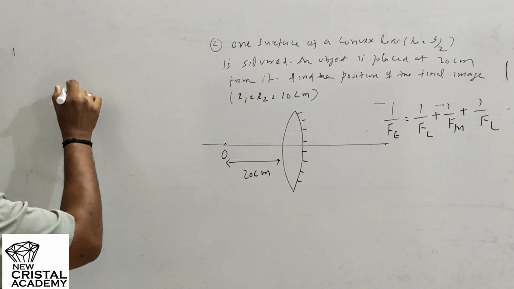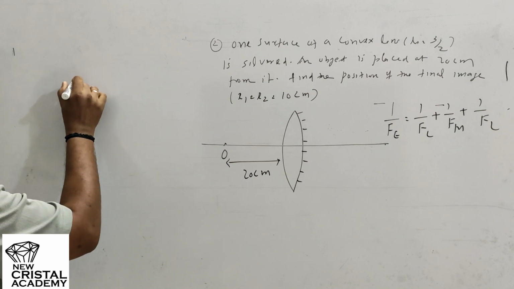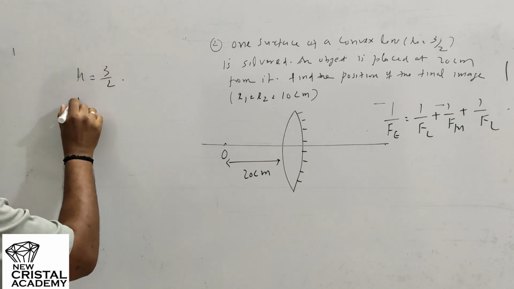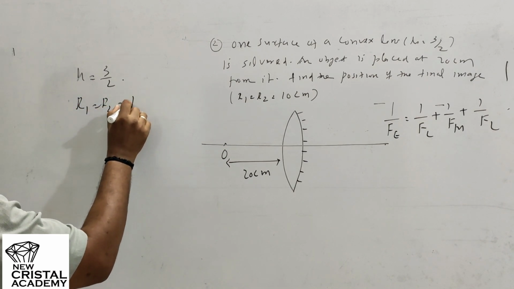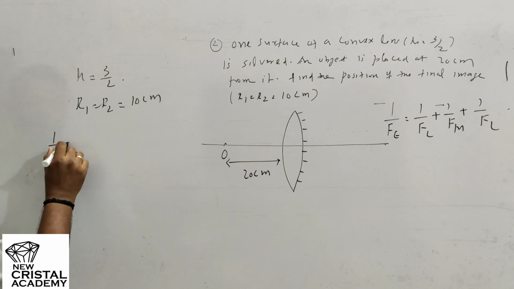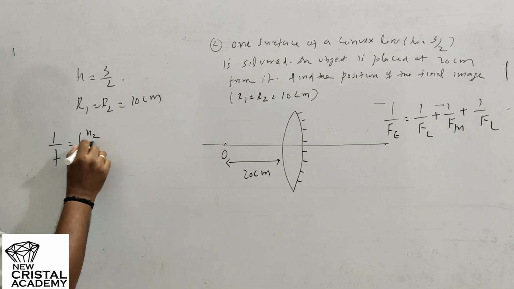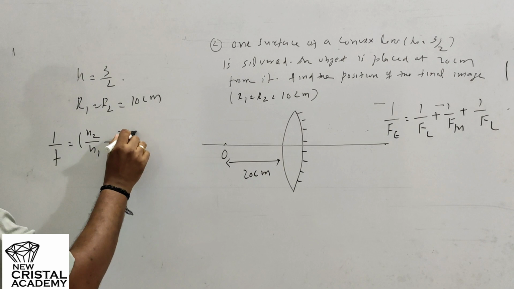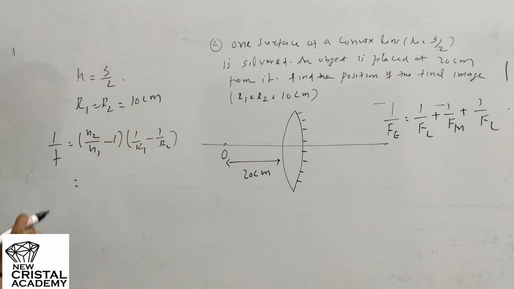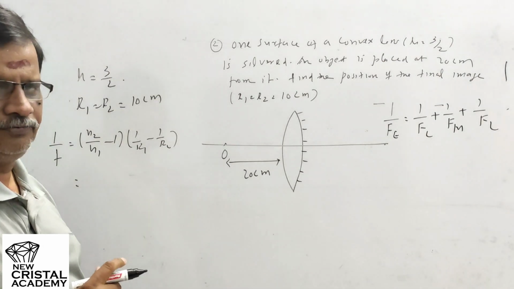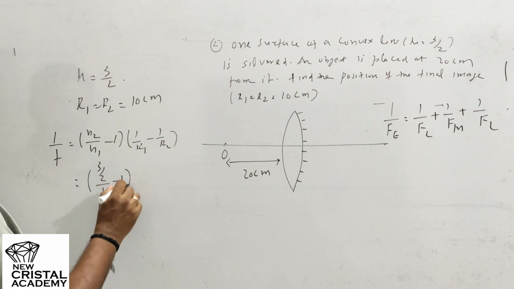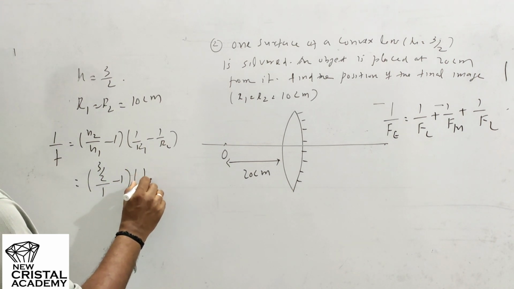Now it is given that mu equal to 3 by 2 and R1 equal to R2 equal to 10 centimeter. So we will write down the lens maker's formula. 1 by F equal to (N2 by N1 minus 1) into (1 by R1 minus 1 by R2). Now N2 is the refractive index of the material of the lens and N1 is the refractive index of the surrounding medium. So this is (3 by 2 by 1 minus 1) into 1 by 10.